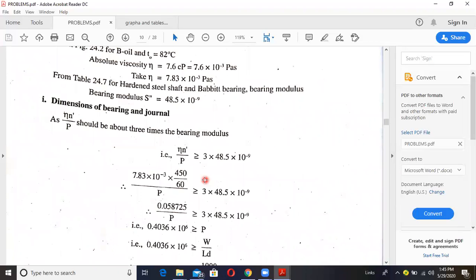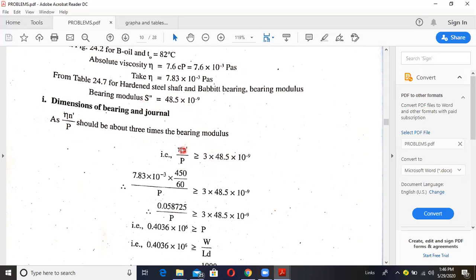Now we are going to take the first step, dimensions of bearing and journal. Now eta N dash by p, as I already told, is nothing but the bearing characteristic number or bearing modulus. In the theory we have discussed, this is one of the dimensionless numbers. Eta N dash by p should be about 3 times the bearing modulus. That condition we are going to consider here. By taking this condition, eta N dash by p is greater than or equal to 3 times S double dash. The bearing modulus is nothing but S double dash.